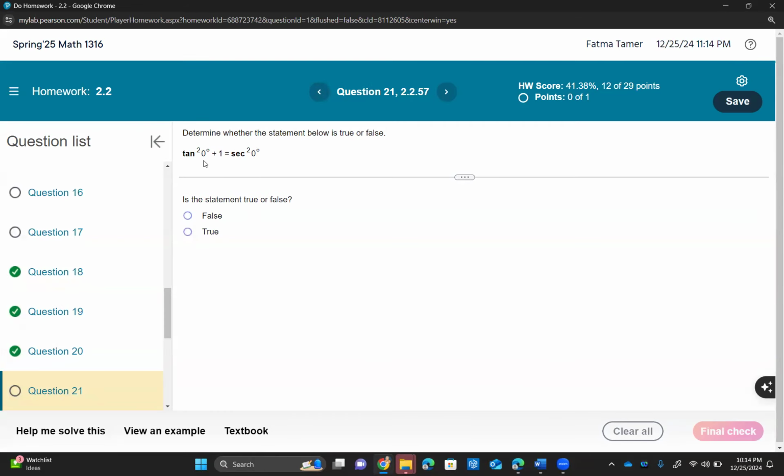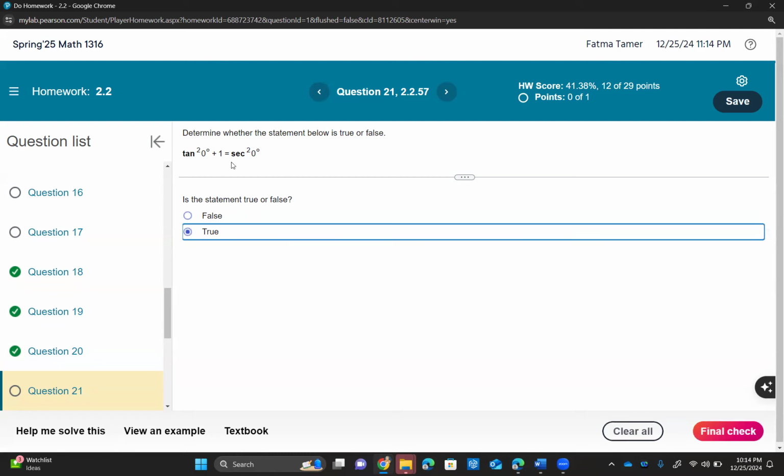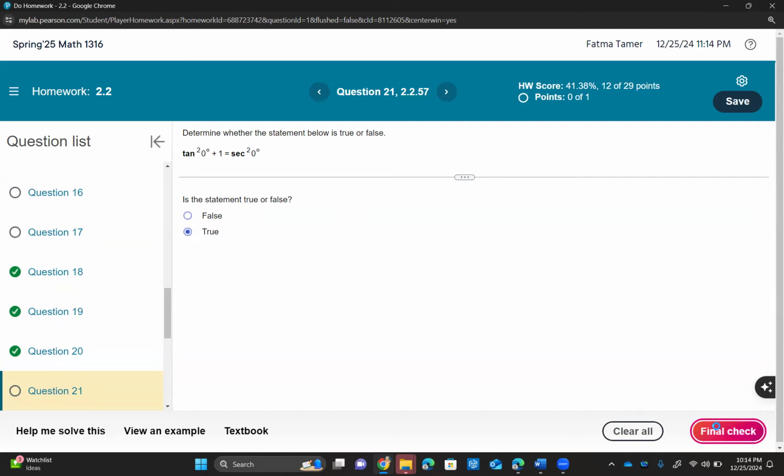And then here, tangent squared 0 degrees plus 1 is equal to secant squared 0. This is another version of the Pythagorean identity. For any angle, 1 plus tangent squared of x is always equal to secant squared of x.